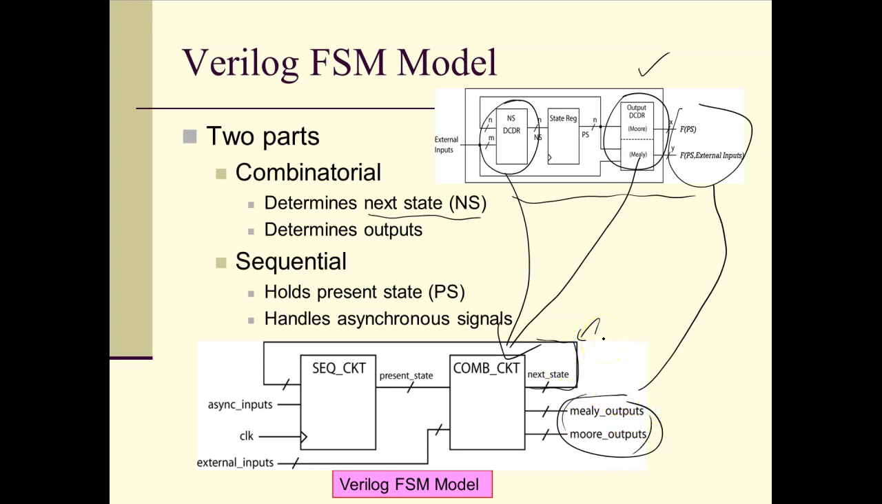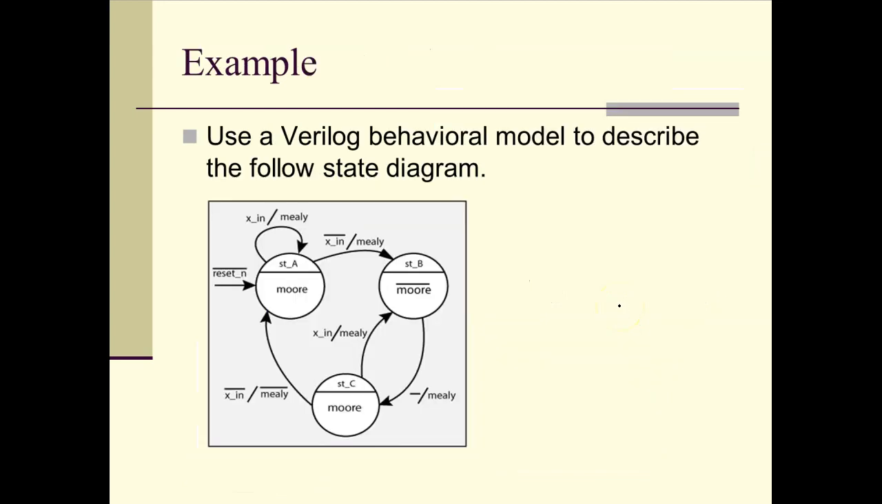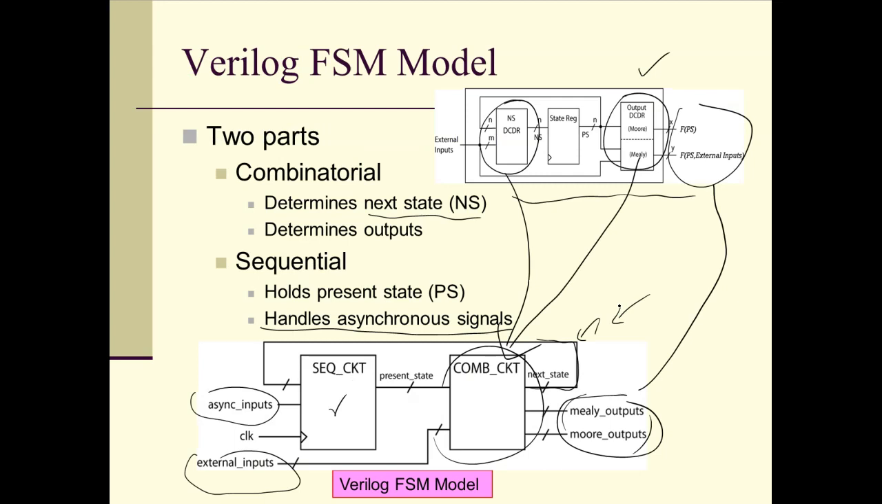This sequential circuit is going to hold the state values, which is the state registers. It's also going to process any asynchronous signals that are present. You can see your external inputs also going into the next state decoder and the output decoder, but we've combined them here, and that's a little bit different. It's going to simplify our implementation of state machines in Verilog, and particularly what this is going to allow us to do is put one always block for the sequential part of the circuit and one always block for the combinatorial part of the circuit.